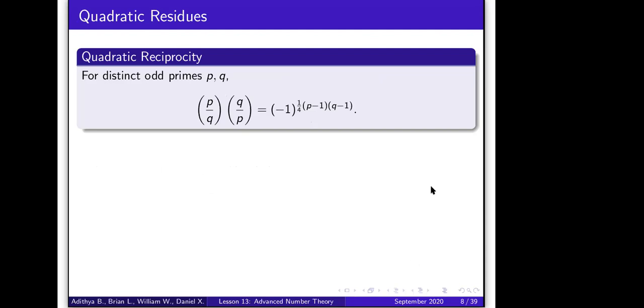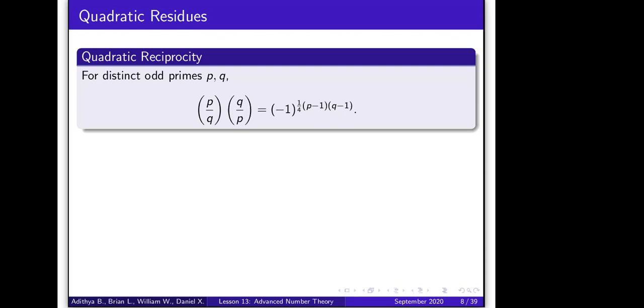First of all, here's a statement. I'll give you a moment to digest it. For distinct odd primes p and q, we have that (p/q) times (q/p) is equal to (-1)^(1/4 (p-1)(q-1)). The reason this might be surprising is, though we know a lot about the structure of Legendre symbols when the denominator is the same, this actually gives us a way to flip the denominator to the top. So we have a way to relate (p/q) and (q/p).